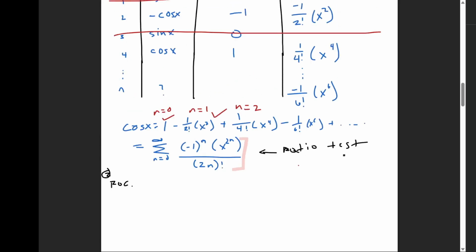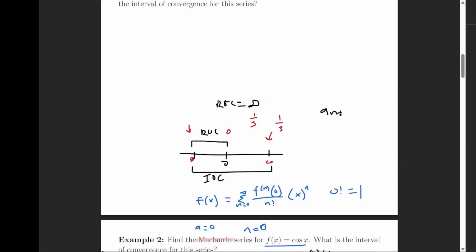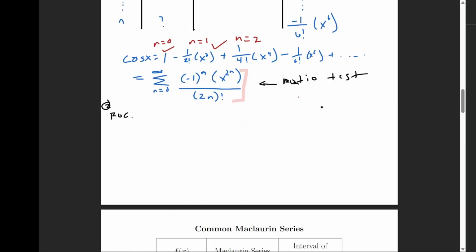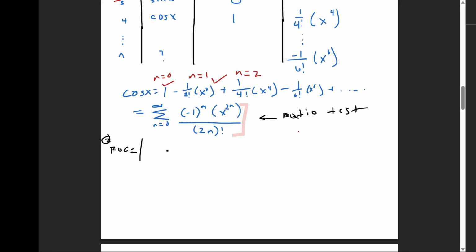So in case you forgot, the ratio test is just a sub n plus 1 over a sub n. You know it, I trust you. And we're looking at this. Remember, it's going to be the absolute value, so we could just ignore the alternating sign. So now we have x^(2n+1), but I'm going to write it out. So 2n, and then it's 2 times n plus 1.